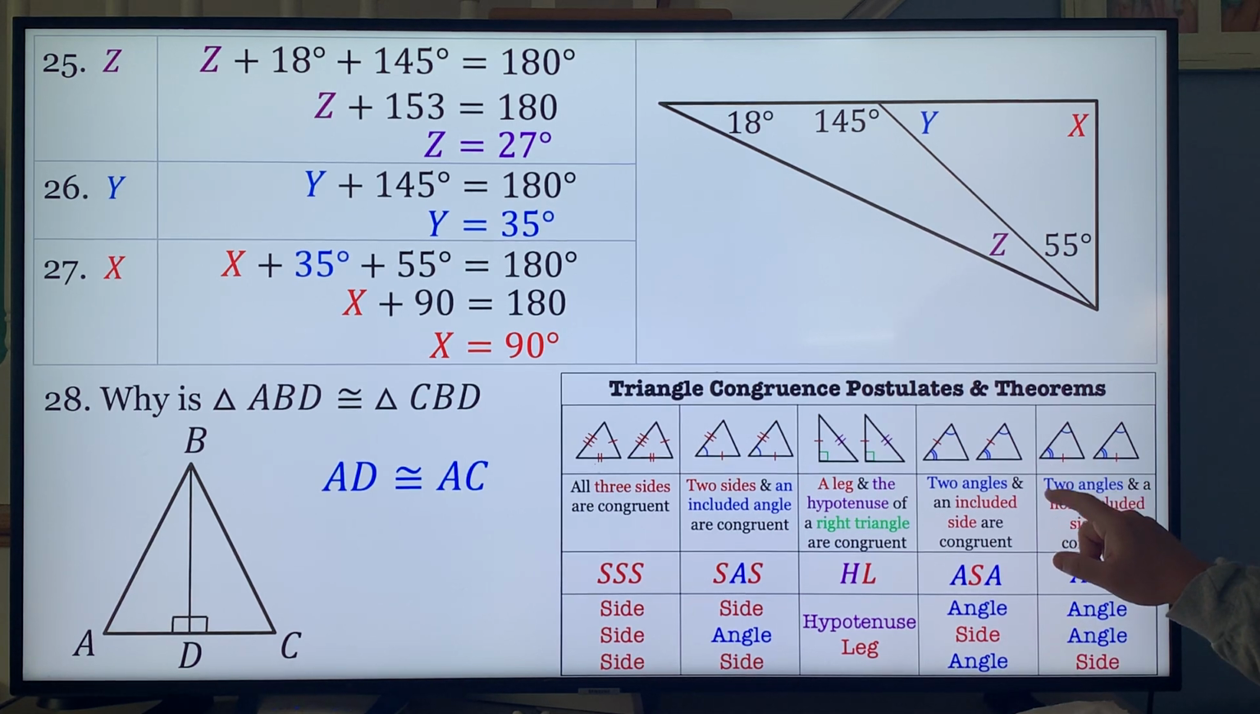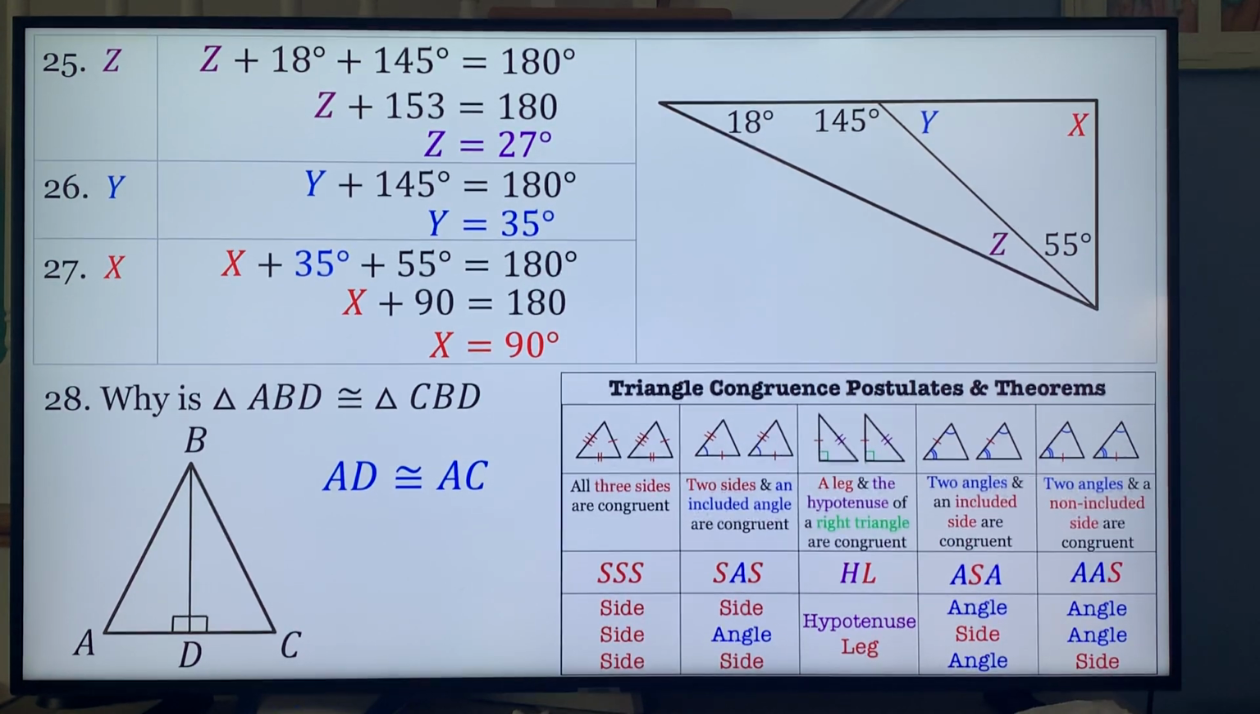If you have two angles that are congruent and the side is not between the two angles, but that side is congruent, either side, so this could be either one, that is angle, angle, side. That's the non-included side. So what do you think problem 28 is?